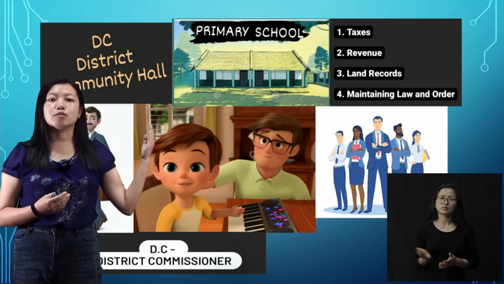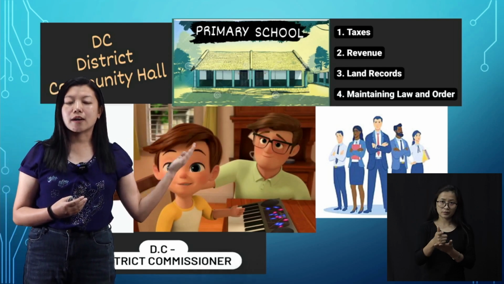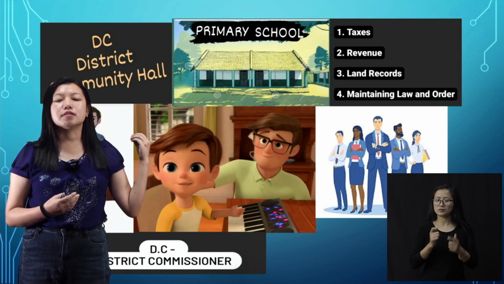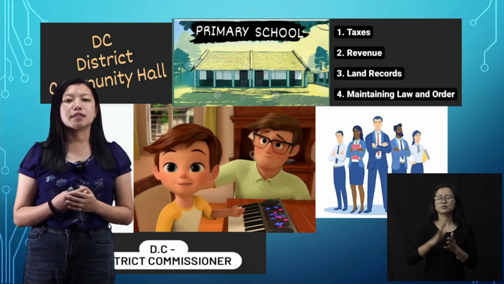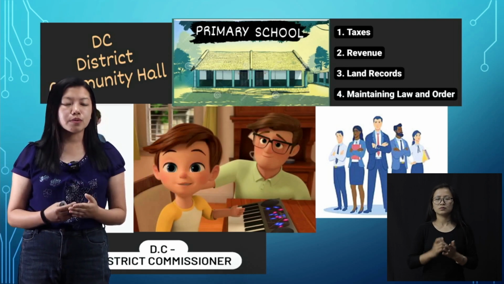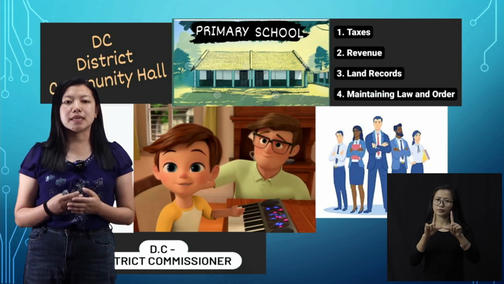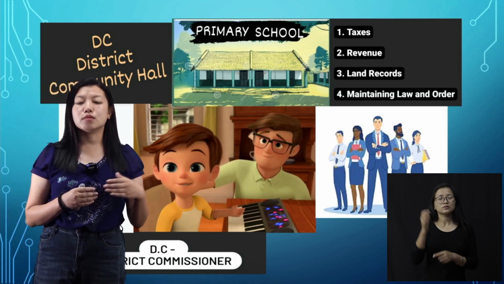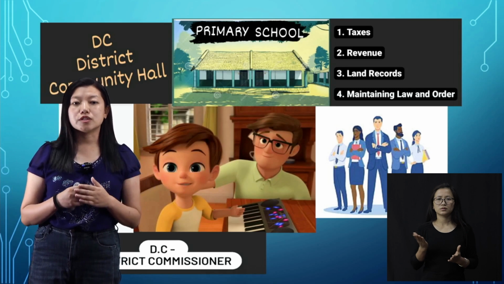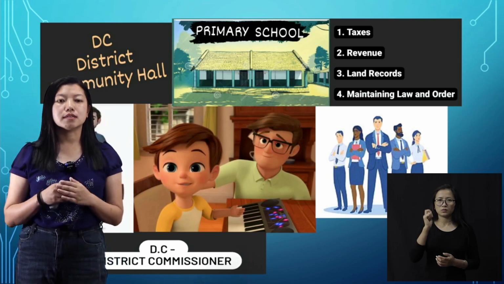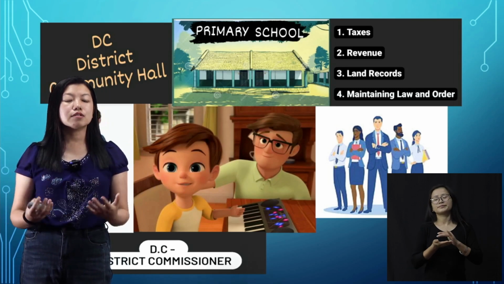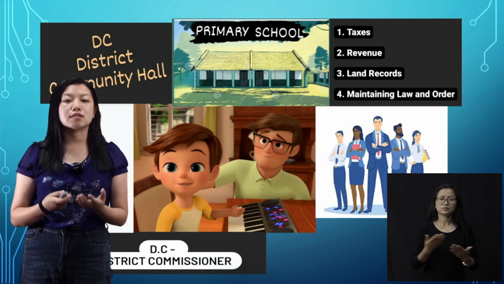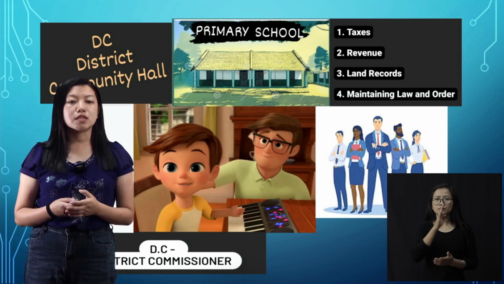And he also came to know that they used to pay taxes. The villagers pay taxes, okay? Then the DC also takes care of the revenue, the land records, maintaining law and order. And not only the DC, but he also came to know that there are certain officials who work under the DC.